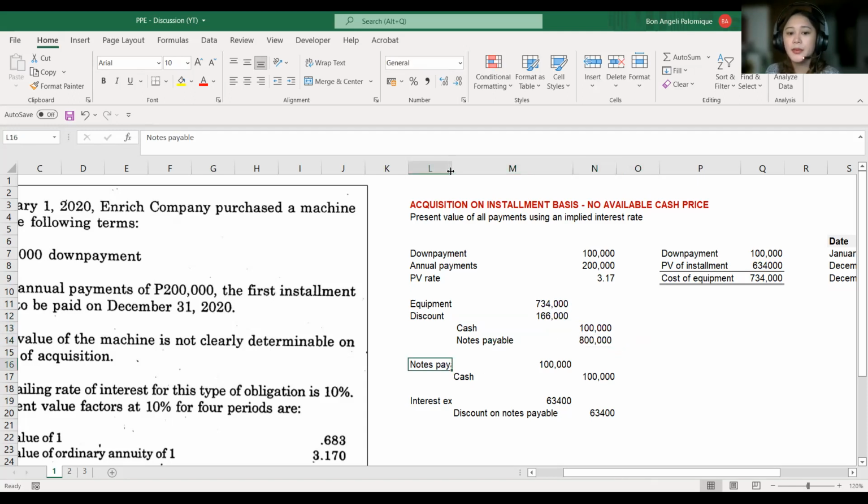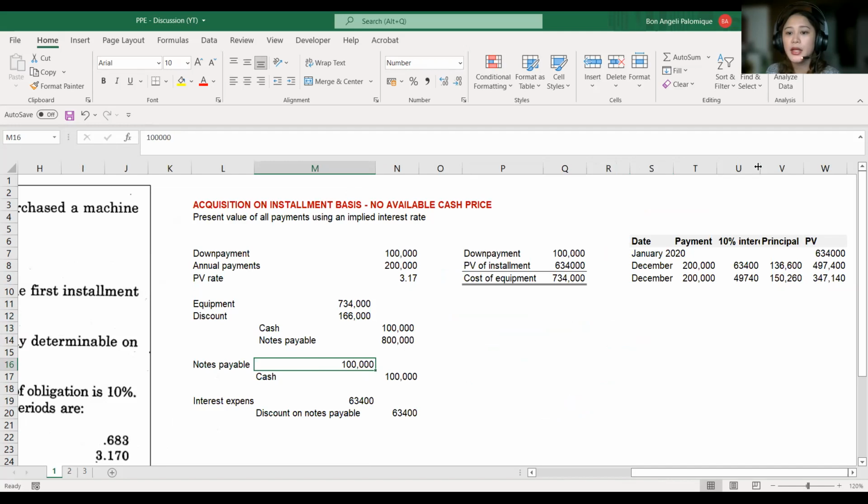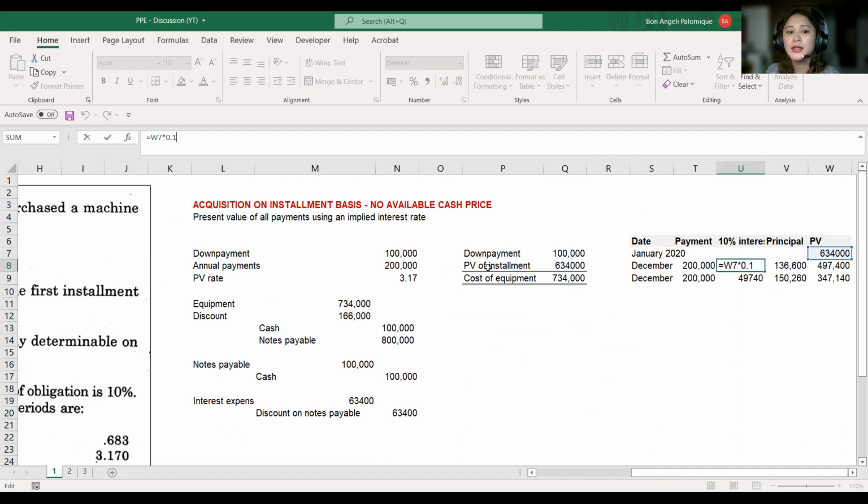Okay, so next year magbabayad ka na ng first installment of 200,000 and mag-amortize ka. So ang amortization mo, gagawa ka lang ng table mo, that is 634,000 as your starting carrying amount. Then 10% interest using the implied interest rate, dun mo nakuha yung 63,400.